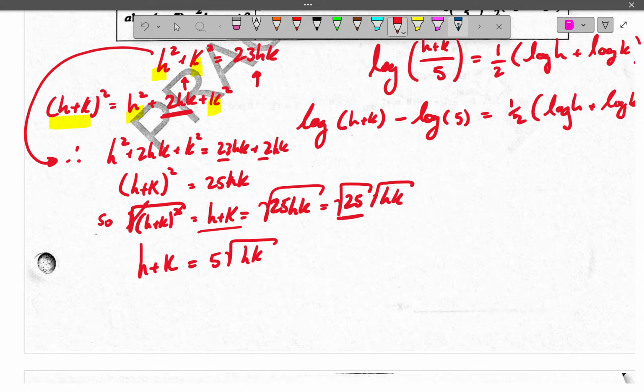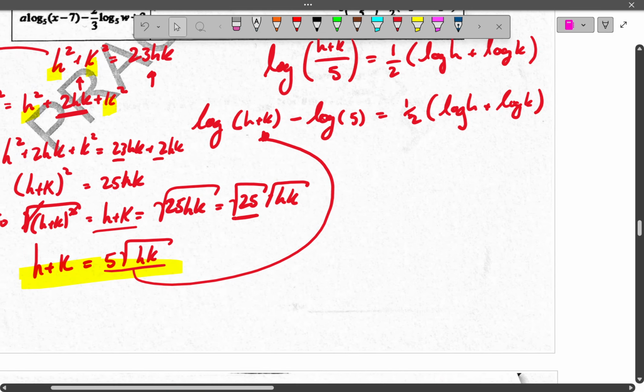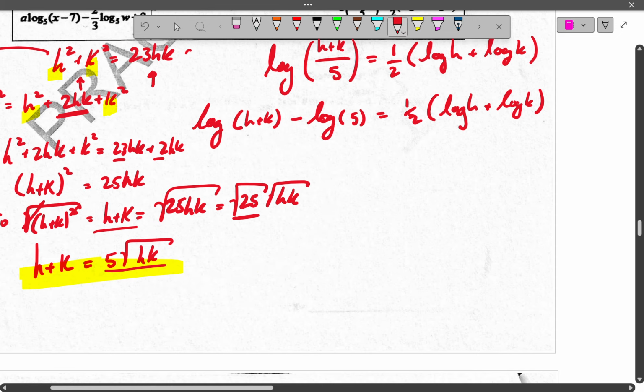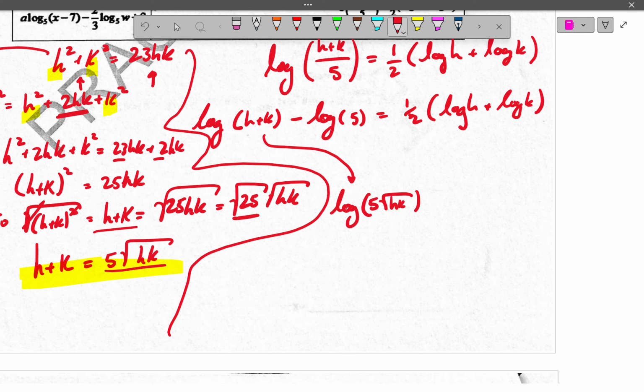So we did all of that work, and now I can plug this expression into the h plus k. So I'm going to do that, and we'll see that if I divide this up down here now, logarithm of 5 square root hk minus logarithm of 5 is going to be equal to, I'm just going to put 2 lines to say that's the same thing.